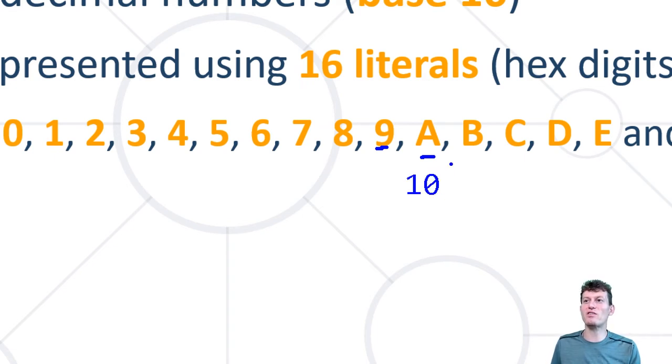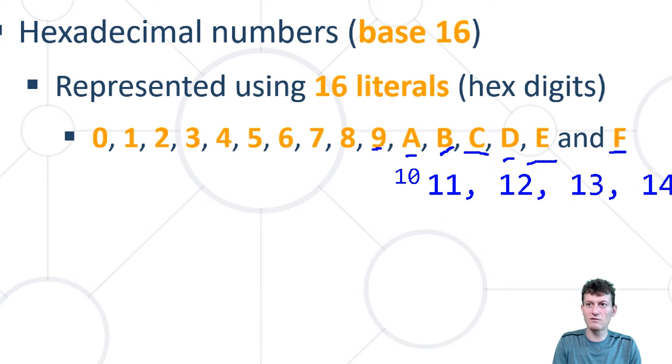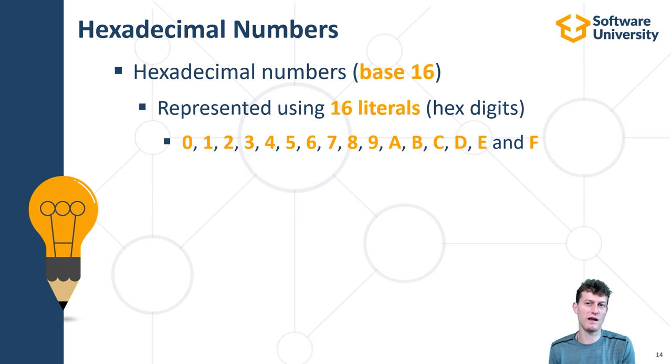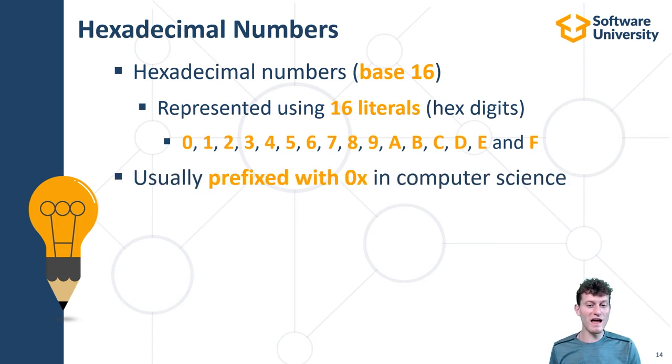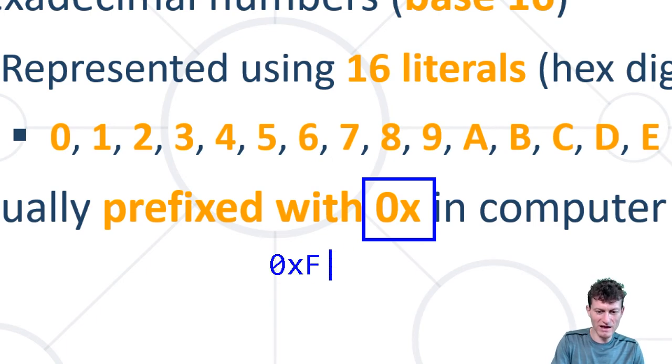The next digits after A are B, C, D, E, and F, and they have decimal values of 11, 12, 13, 14, and 15. These decimal values are used when we convert a hex number to a decimal value. In computer science, the hex numbers are usually prefixed with 0x. For example, 0xFF.